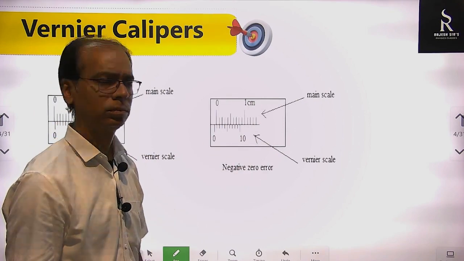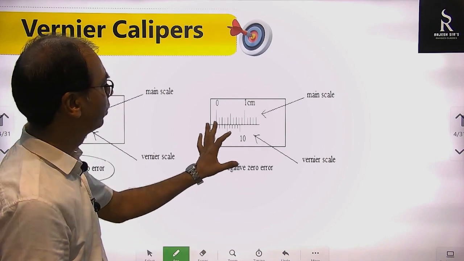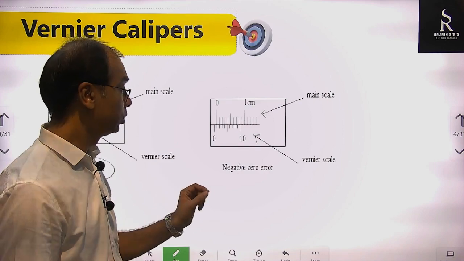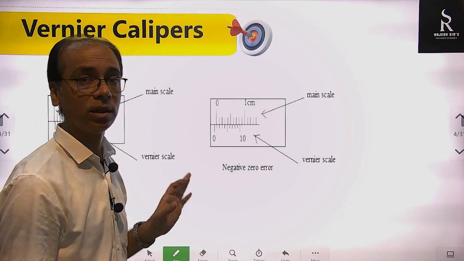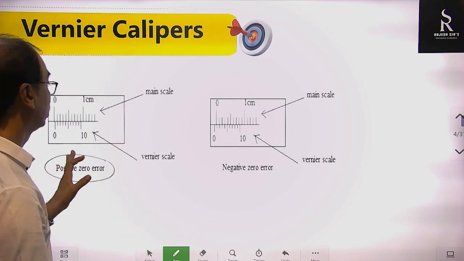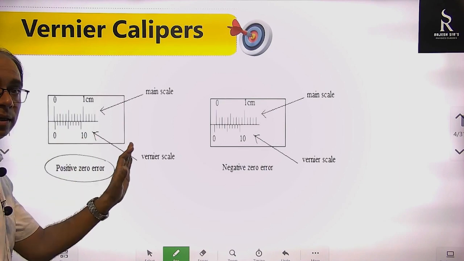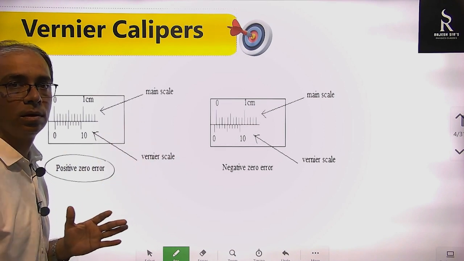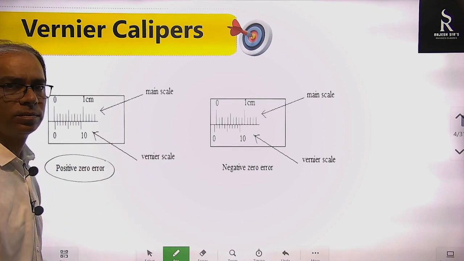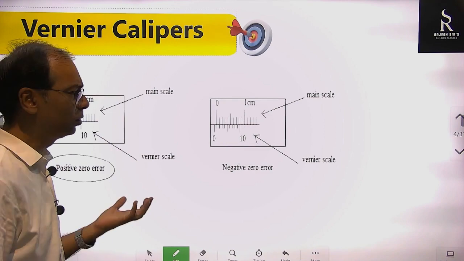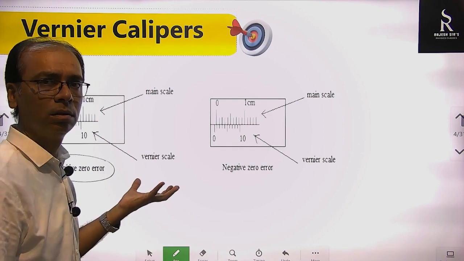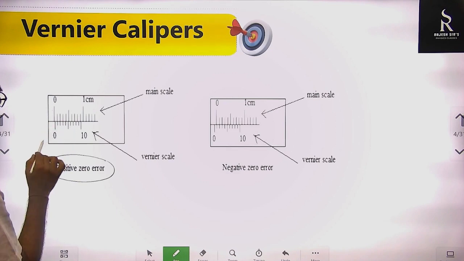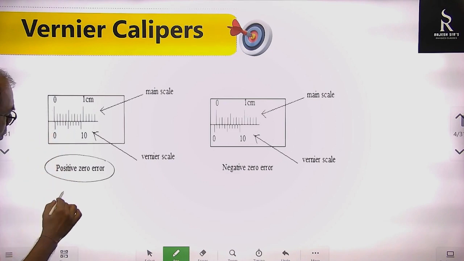Now what to do? No problem. First, we have to measure how much zero error is there, and we should know whether it is negative or positive. That's very necessary, so that's why I am showing you. If the vernier scale 0 is on the right, it is positive zero error. If it's on the left, it's negative zero error. Now the question is how to measure it. Very simple, the same way. We have to take the reading of vernier calipers the same way. So what is the main scale reading in this one? Main scale reading is 0.